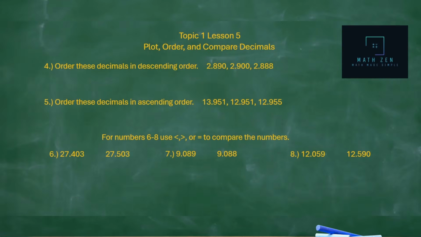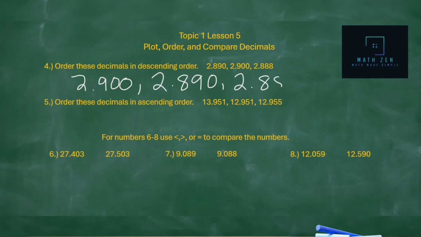Alright, now that you've given yourself enough time to solve these problems on your own, let's go ahead and compare answers to see how you did. So for number 4, it says to order these decimals in descending order. Remember, that means starting from largest and going down to smallest. So our largest decimal here in that one is 2 and 900 thousandths. The next one would be 2 and 890 thousandths. And then the smallest one in that bunch is 2 and 888 thousandths.